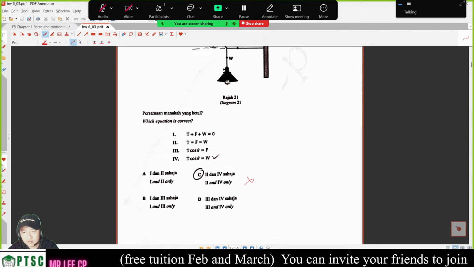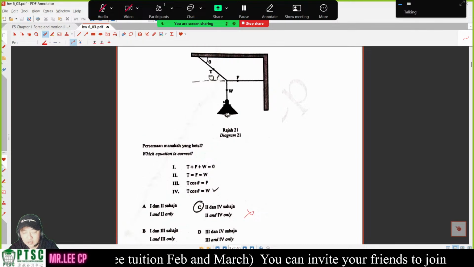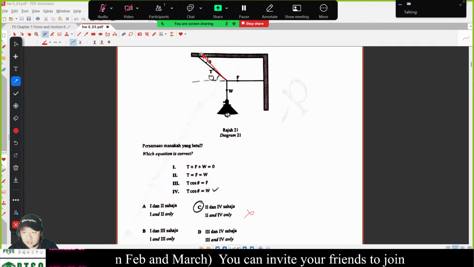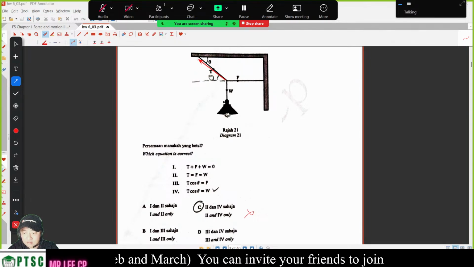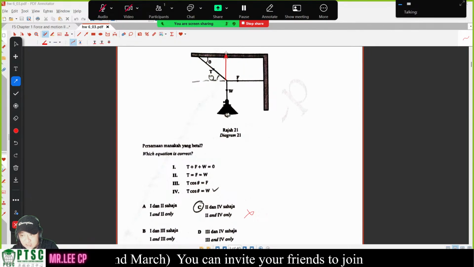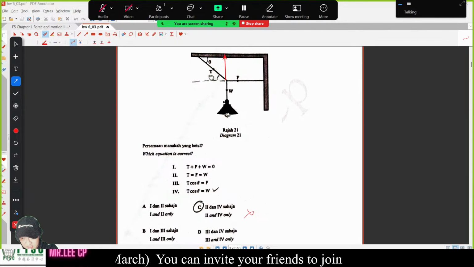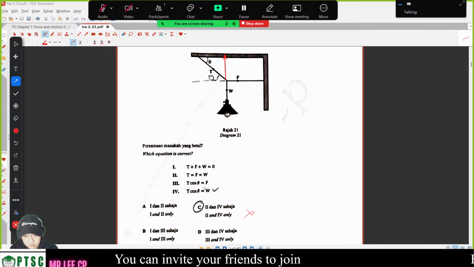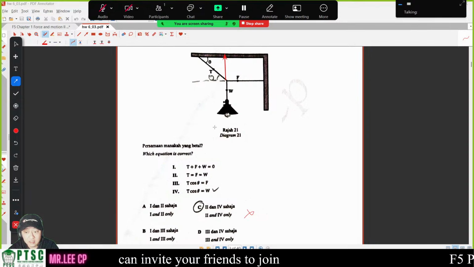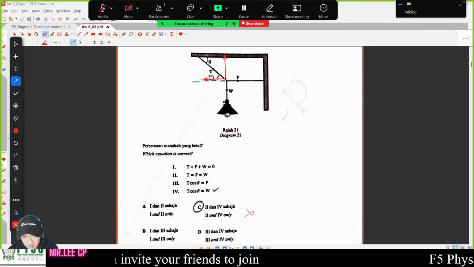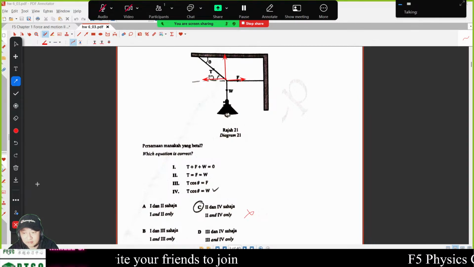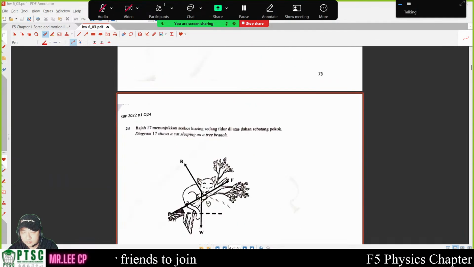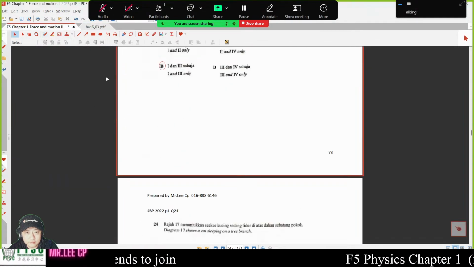This one is wrong. W is wrong. T cos theta. You see, you do this, huh? T sin theta, right? This theta. T sin theta is equal to W. T cos theta is equal to F. All right. That's why this one you get wrong.